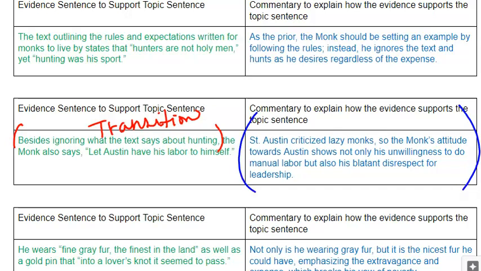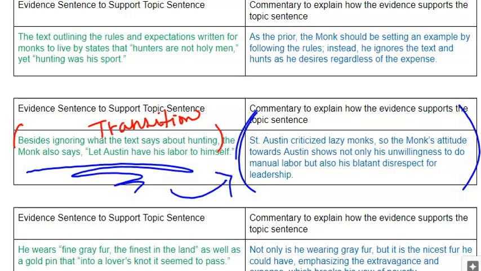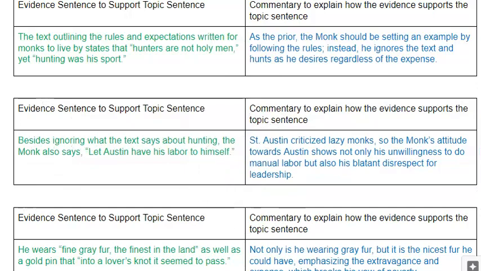St. Austin is how it's worded, but that's St. Augustine, criticized lazy monks. So the monk's attitude towards Austin shows not only his unwillingness to do manual labor, but also his blatant disrespect for leadership. Okay, so this is my commentary. What is this? What does this prove? This proves his rebelliousness, and here's my explanation. Okay? And let's look at the last piece of evidence that I have.